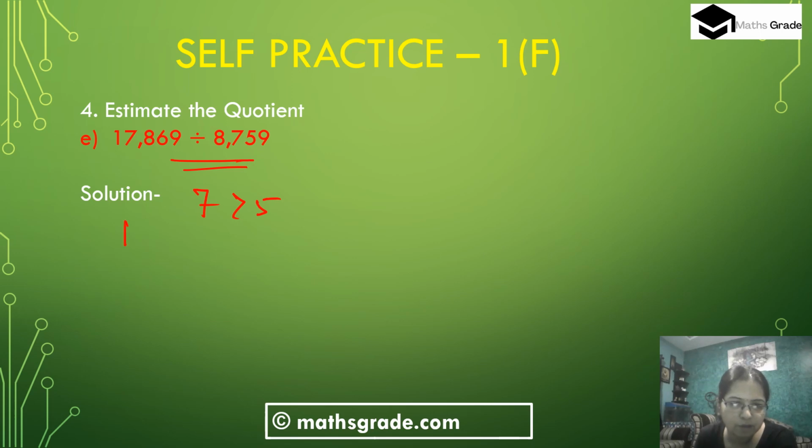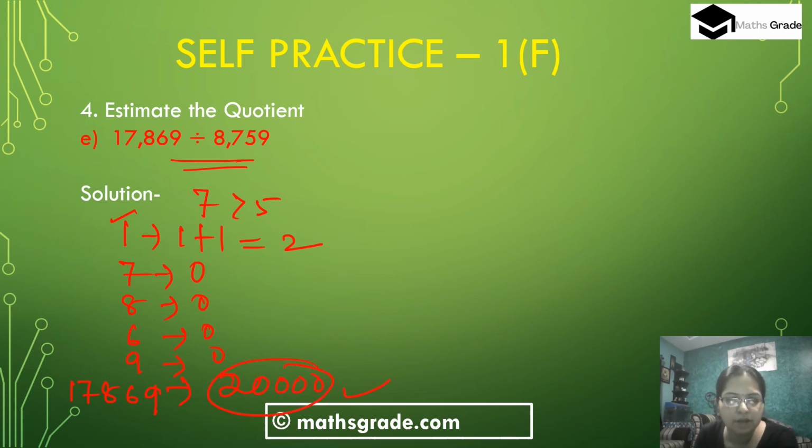Add 1 to the ten-thousands place digit 1. So now this ten-thousands place digit 1 changes to 2. And the thousands place digit, hundreds place digit, tens place digit, and unit place digit change to 0. So 17,869 rounded off to the nearest 10,000 is 20,000.